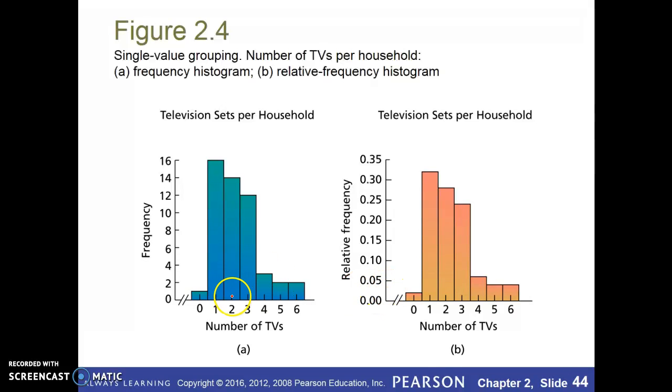The only difference between this graph and this graph is that this graph has the relative frequencies as opposed to the frequencies. And you can see that they put the 1 in here, which is the bottom. This is just 1 and 2 and 3 and so on of the number of TVs. All right, let's move on.